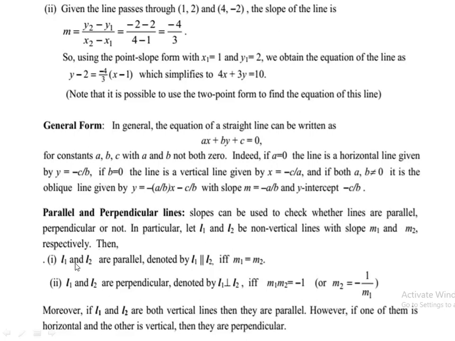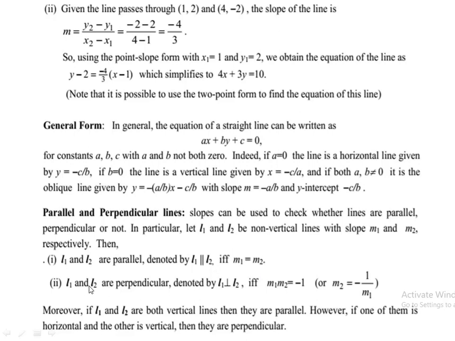Then we say that the two lines L1 and L2 are parallel, which we can write like this, if and only if m1 and m2 are the same, or if the slopes of the two lines are equal. Then the two lines are parallel.